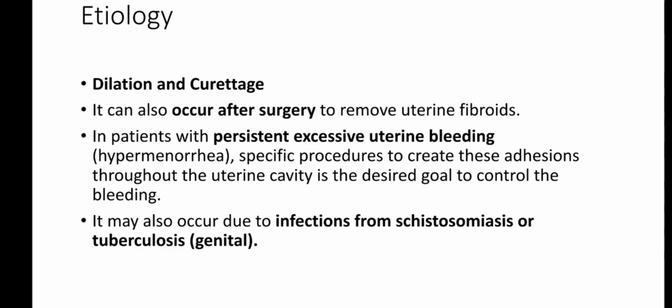In patients with excessive uterine bleeding, which is hypermenorrhea, specific procedures can actually be done to create these adhesions throughout the uterine cavity. So this is the desired goal, to control the bleeding. What remains is that sometimes a D&C can cause the adhesions to form. That will be your Asherman syndrome. However, sometimes you do it as a therapeutic measure in patients that are having excessive bleeding. You scar the uterine tissue so they stop bleeding. So these procedures are done to ablate the endometrium and create scarring.